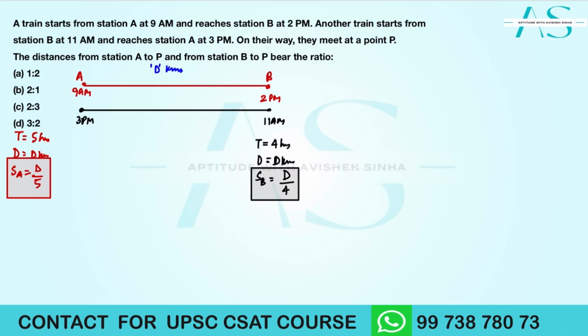Now, on their way, they meet at point P. So somewhere down here would be point P. They meet here. The ratio for the distance of A to P distance upon B to P distance is what we are looking at. A to P distance ये रहा, B to P distance is this. So this is the ratio that we are looking out for.